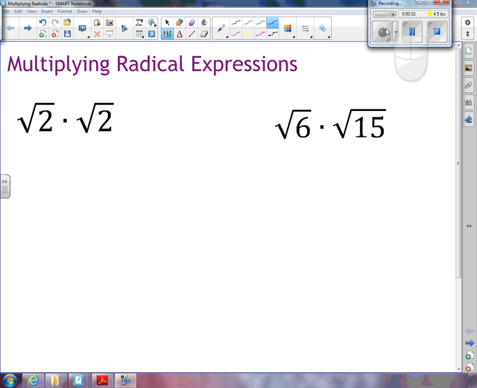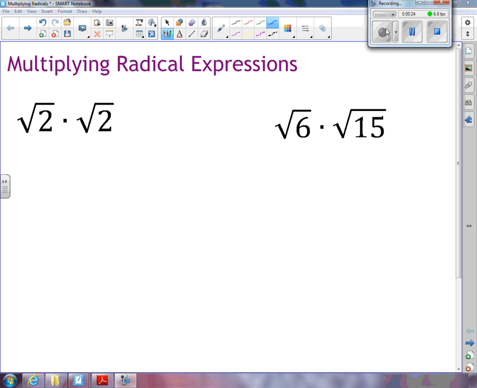Today we're going to continue our discussion about simplifying radical expressions, and today we're going to do some multiplying with them. So when you're multiplying two radical expressions, you do not need to have the same thing under the radical symbol. They can be different. Not like the way it was with adding. When you were adding two radical expressions, the same thing did have to be under the radical sign.